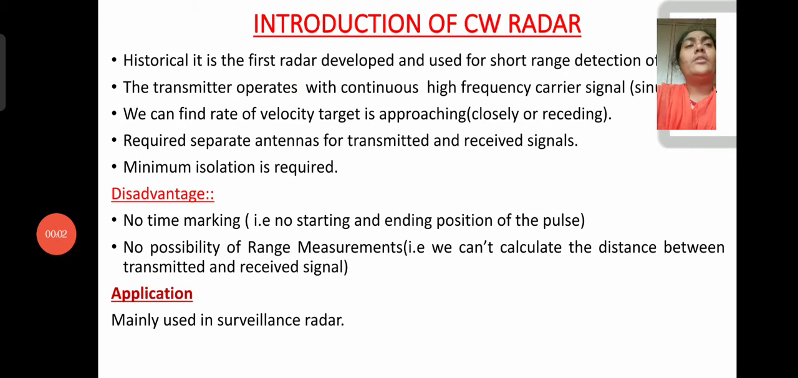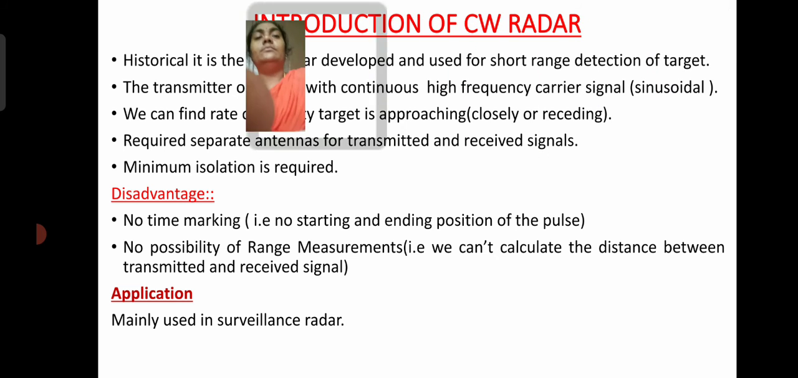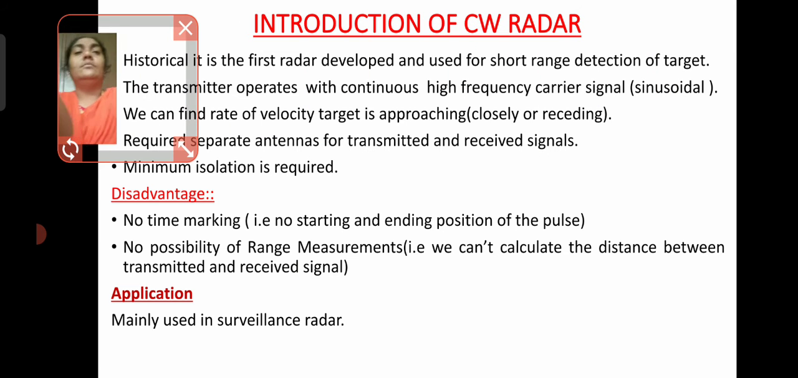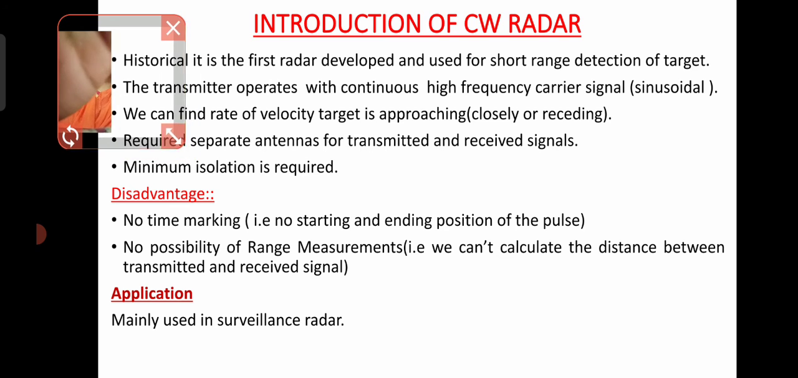So now we are going to see the introduction of CW radar. Historically, it is the first radar developed and used for the short range detection of the target. The targets operate with continuously high frequency carrier sinusoid. So we can find the rate of velocity at which our target is approaching, that is closing or receding. It requires separate antennas for transmitting and receiving the signal.